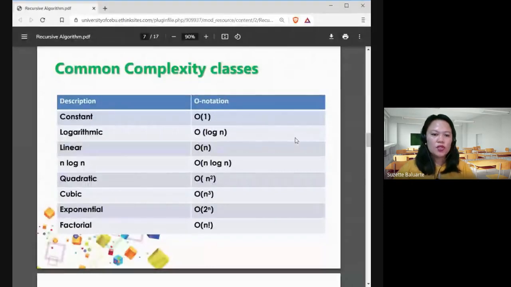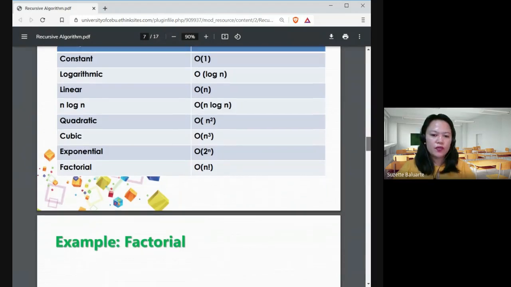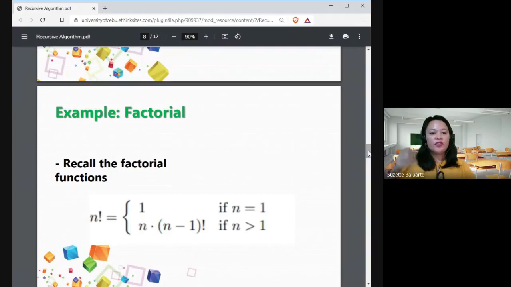Okay? So, from these common complexity classes, we will try to prove later on with the different codes given. So, for this, we will have the example. We can recall the factorial function. The factorial function is: n factorial is equal to 1 if n is equal to 1, or n times (n minus 1) factorial if n is greater than 1.